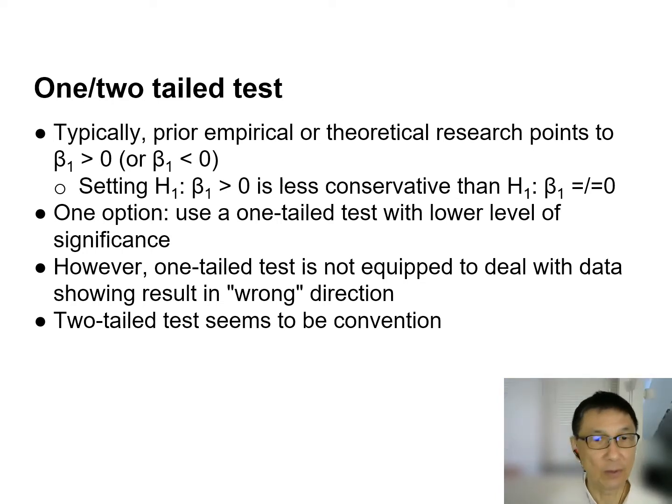The challenge with the one-tailed test is what if the data shows a result in the wrong direction, where we think that our hypothesis is that beta 1 is greater than 0, but the data points to beta 1 being less than 0. So generally the convention seems to be to apply a two-tailed test, and the conventional levels of the confidence intervals, the 95% and, to be more stringent, the 99% levels.